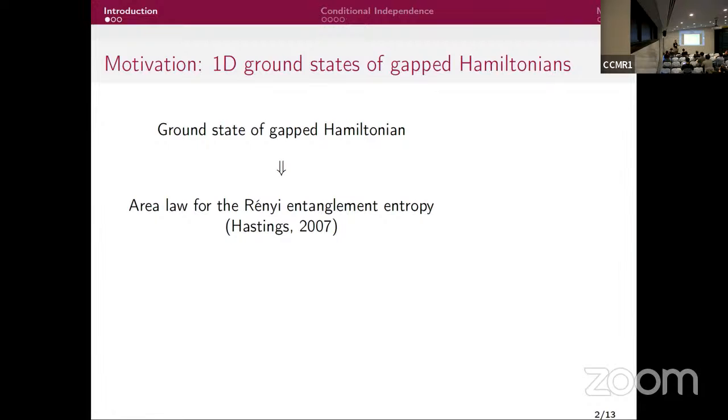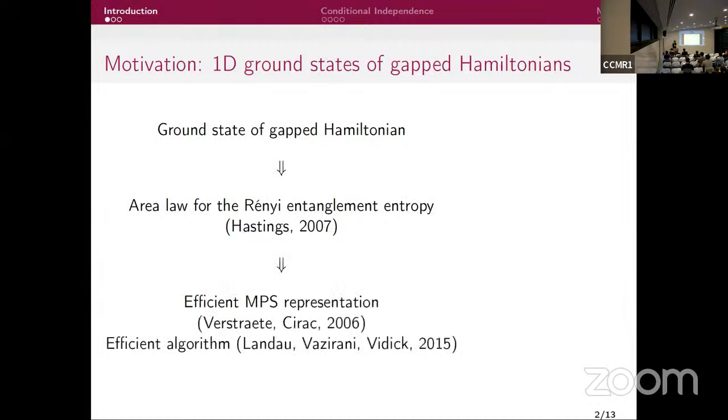And from this result, which is an information theoretic criterion on these gapped ground states, it has been proven that they have efficient matrix product state representations. So some kind of compressed tensor network description of these gapped ground states. In 2006 by Verstraete and Cirac, and later on this has been extended. They don't only exist, you can also find them. So there are efficient algorithms proven a bit later.